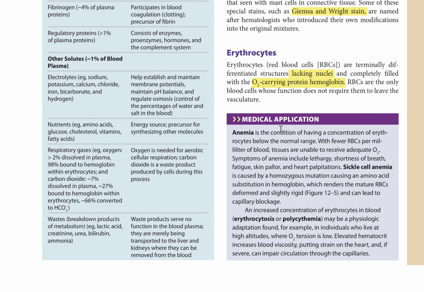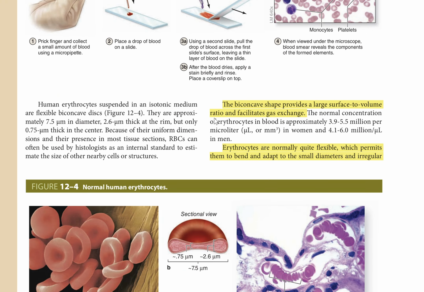So let's continue. Erythrocytes. Erythrocytes are red blood cells. What is important in the structure? If we look in the microscope at an erythrocyte, we can see they don't have a nucleus and are completely filled with the oxygen carrying protein called hemoglobin. RBCs are the only blood cell whose function does not require them to leave the vasculature. So this is one of the important features of the red blood cell.